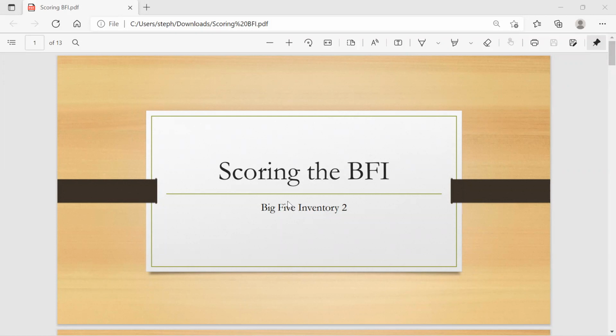So BFI stands for Big Five Inventory. The 2 is important for a reason, because the second one is the current edition that we're using. The first one is a little bit outdated. And the reason I wanted you to find one that was a little bit more current is because times change, so does slang, so does the way for us to actually interpret and answer items on a scale.